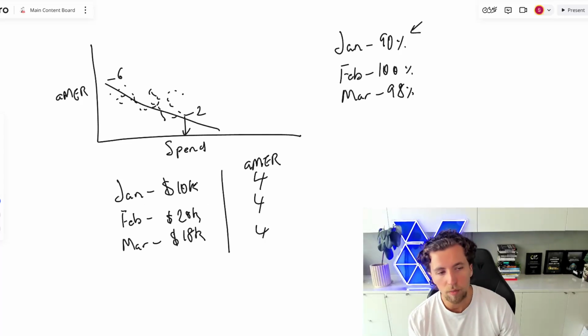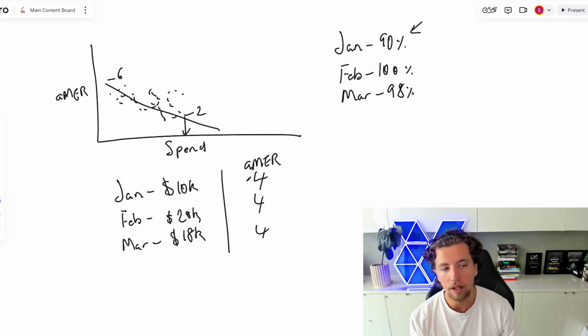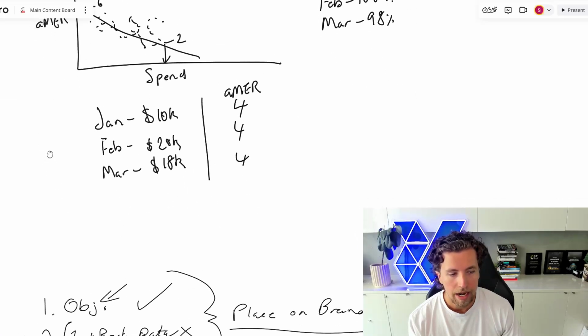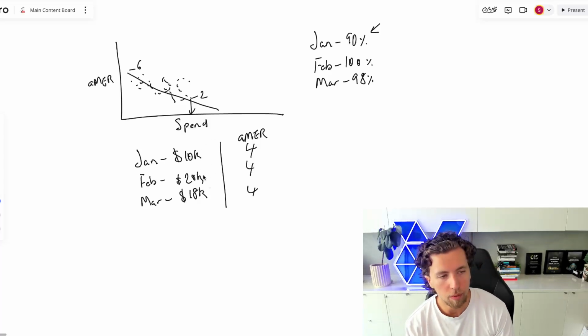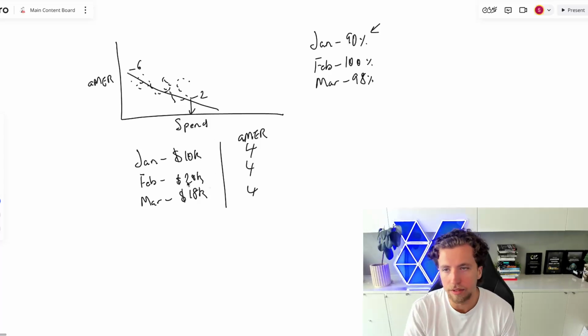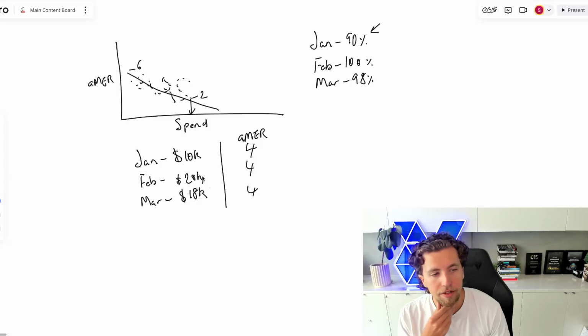Cool. So we know that in Jan, we can spend about 10K and that will allow us to stay at this efficiency. In February, we think we can spend a lot more, etc. Now, the next thing to ask yourself is, what is the difference between these 2 months? Why can we spend an extra $10,000 in February compared to January?